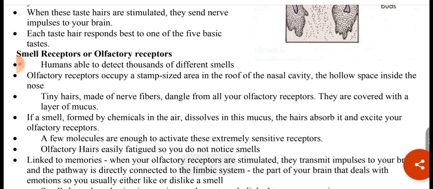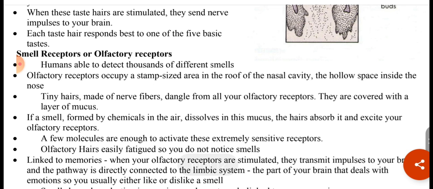Olfactory receptors occupy a stamp-sized area in the roof of the nasal cavity, the hollow space inside the nose. Tiny hairs made of nerve fibers dangle from all the olfactory receptors. They are covered with a layer of mucus.